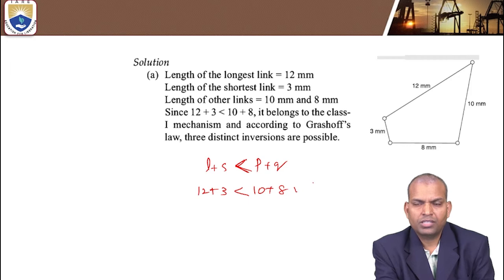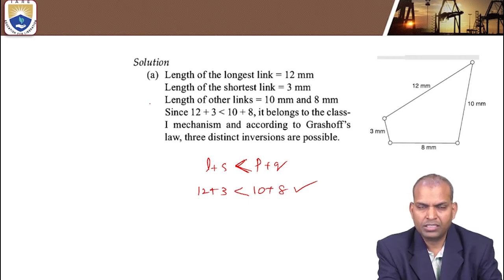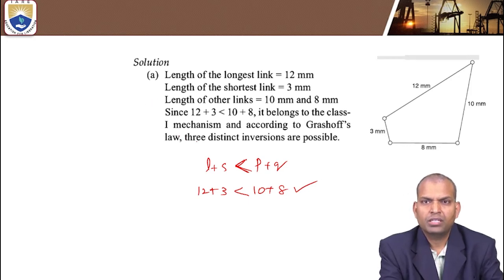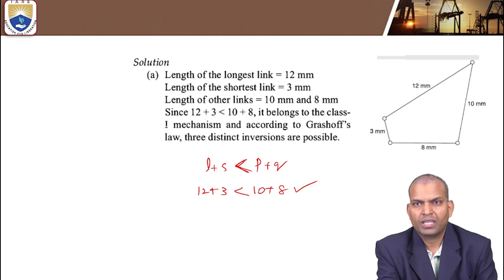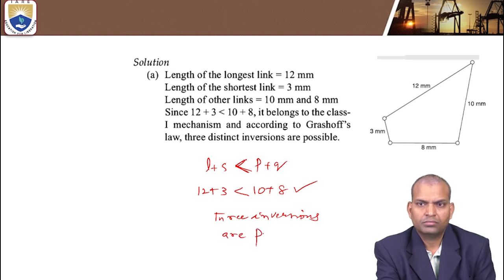Yes, it is satisfied. It comes under the category of class 1 mechanism, and according to Grashof's Law, how many inversions are possible? Three inversions are possible.